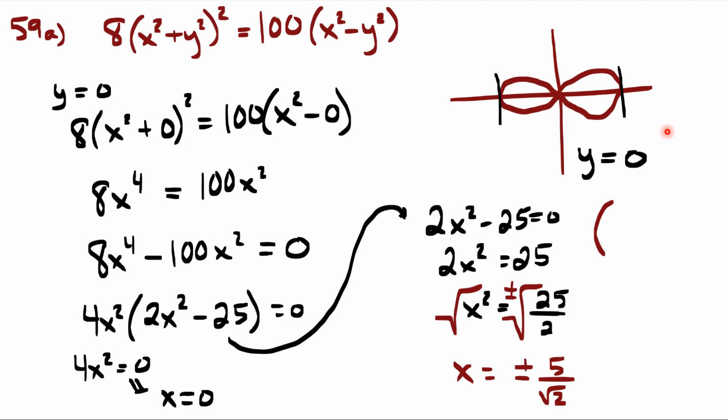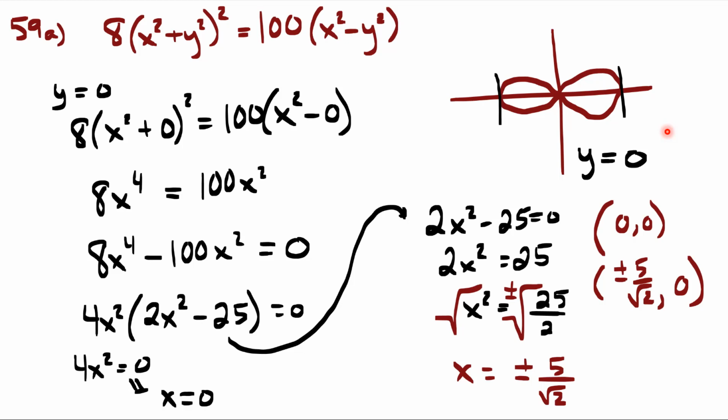So let's go with it here. So let's see, when y is equal to 0, the x's that are formed are 0, and plus or minus 5 over radical 2. That's when the value is not defined for x. So there's 3 points where these guys are not defined.